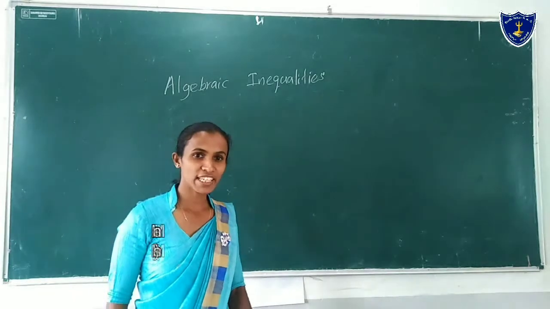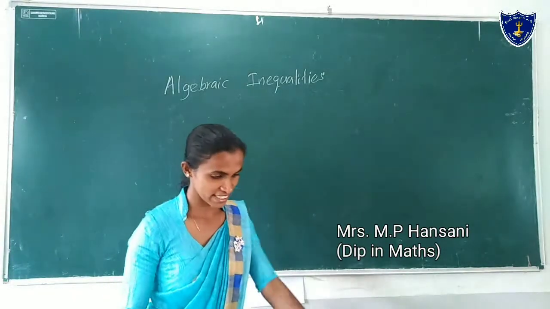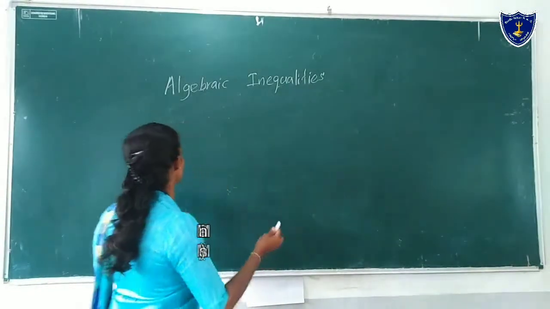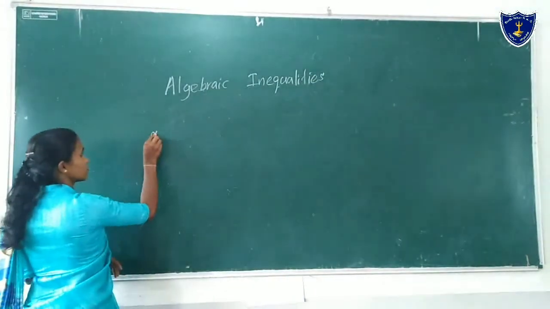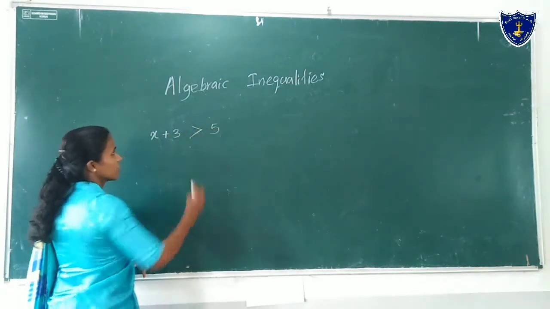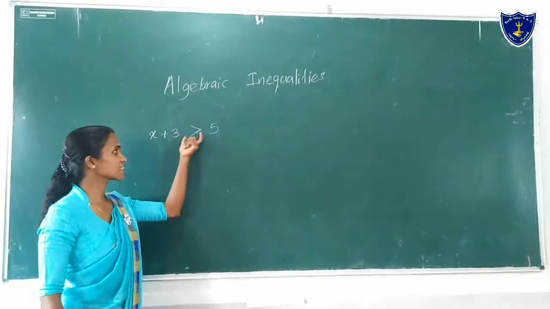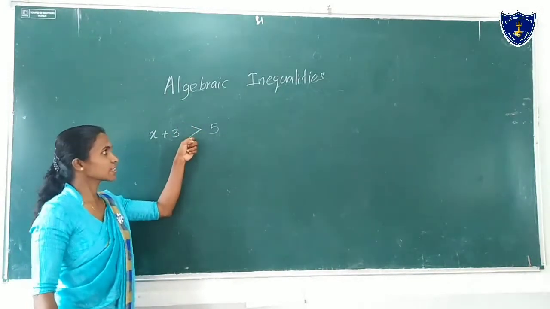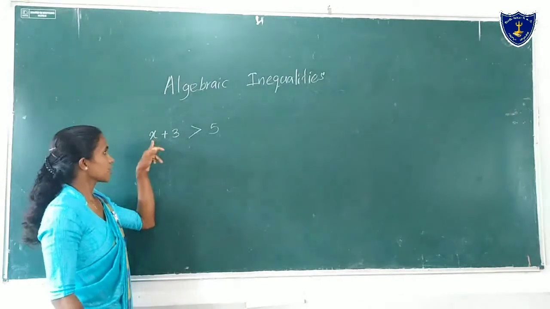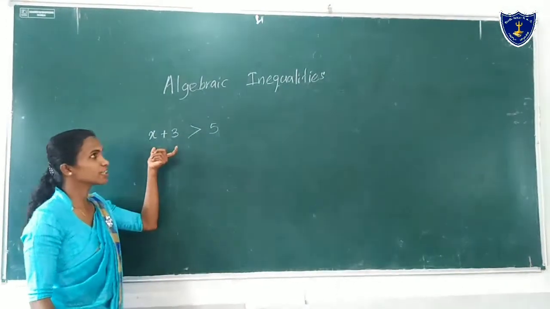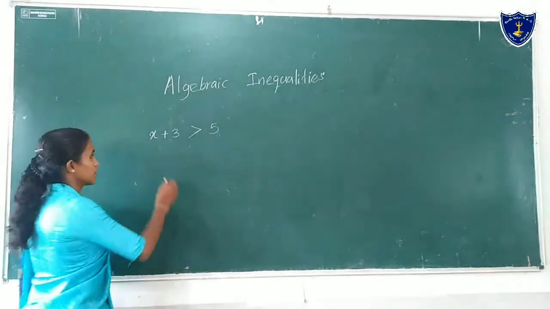Today we are going to do the lesson Algebraic Inequalities. First, let's identify what is an inequality. x + 3 > 5. Here, an inequality symbol is used. x + 3 > 5 is an algebraic inequality.